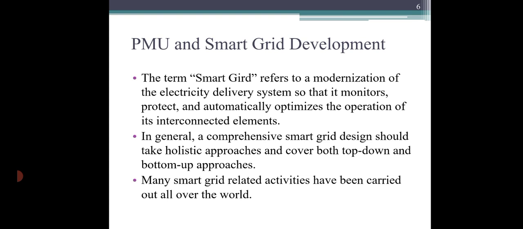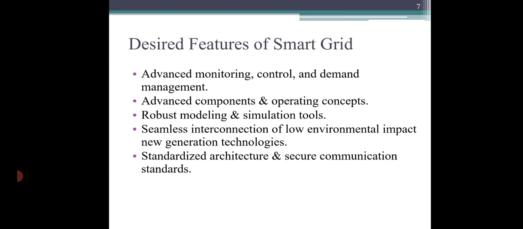In this, the term smart grid refers to a modernization of the electricity delivery system so that it monitors, protects and automatically optimizes the operation of its interconnected elements. In general, a comprehensive smart grid design should take holistic approaches and cover both top-down and bottom-up approaches. Many smart grid related activities have been carried out all over the world.